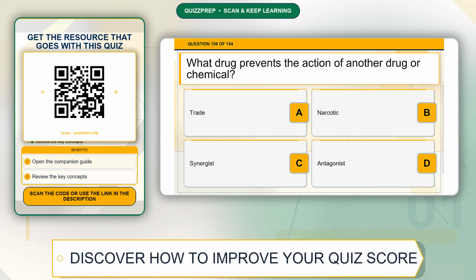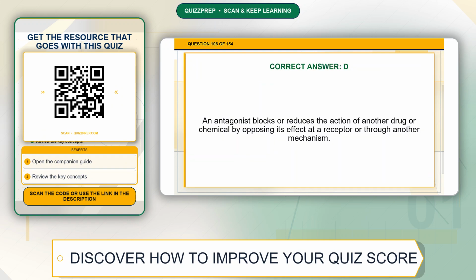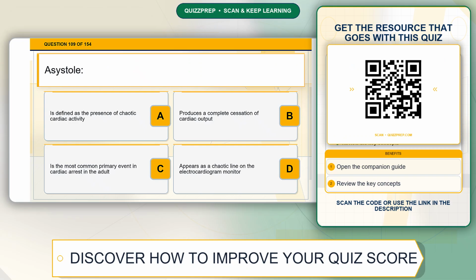Question 108. What drug prevents the action of another drug or chemical? Option A, trade. Option B, narcotic. Option C, synergist. Option D, antagonist. The correct answer is option D, antagonist. Explanation. An antagonist blocks or reduces the action of another drug or chemical by opposing its effect at a receptor or through another mechanism.